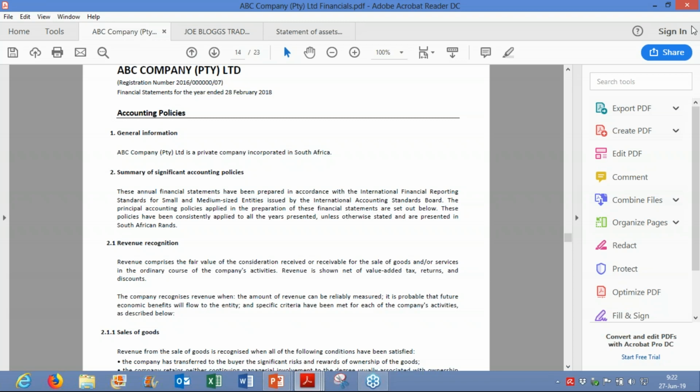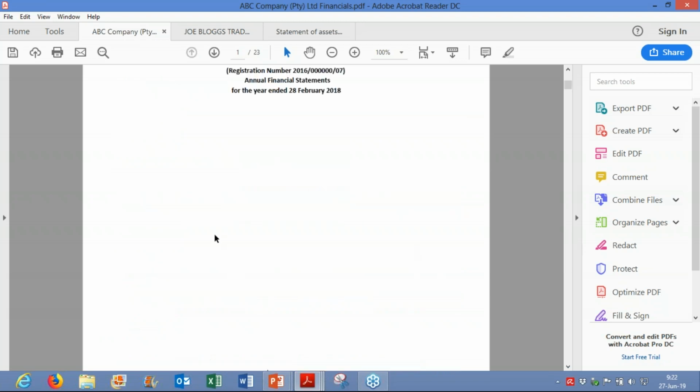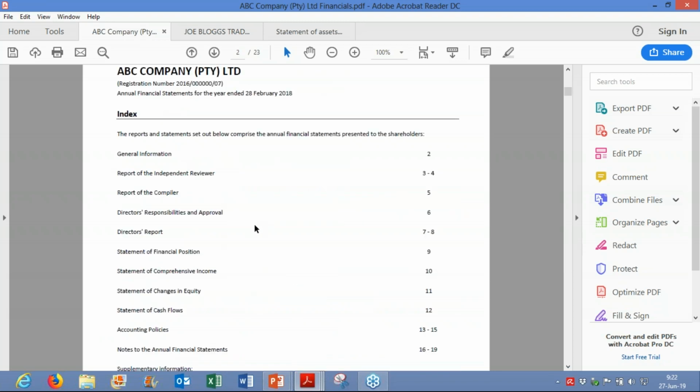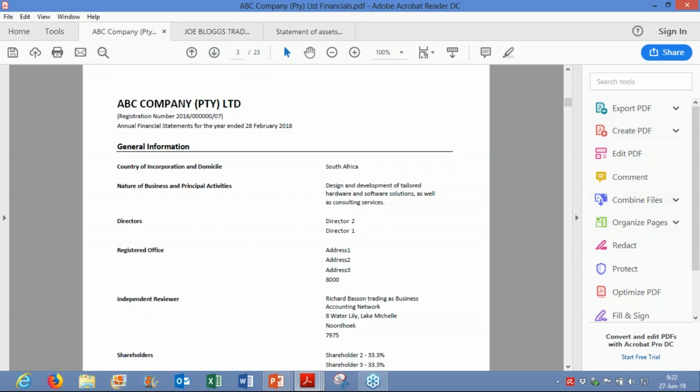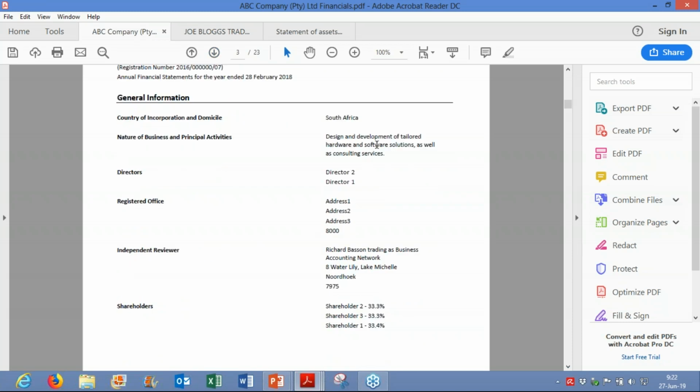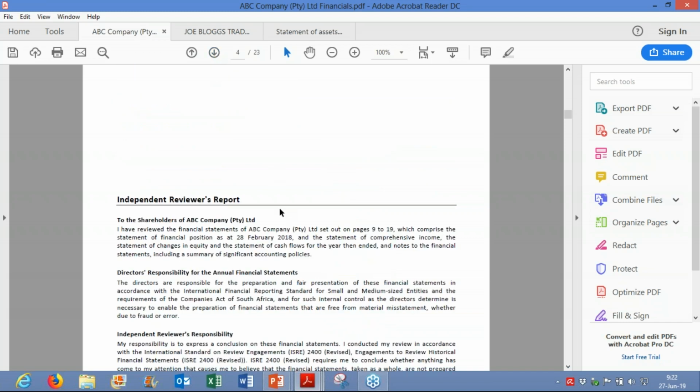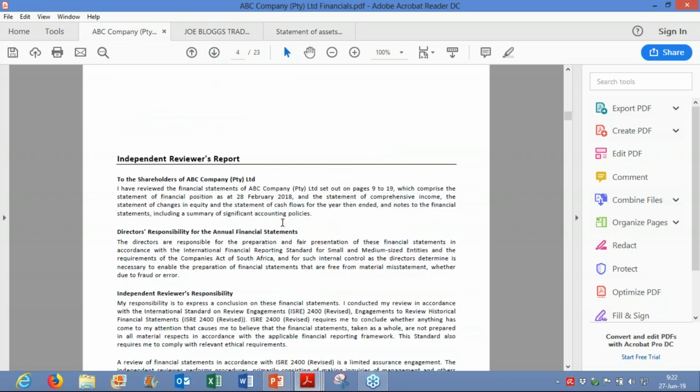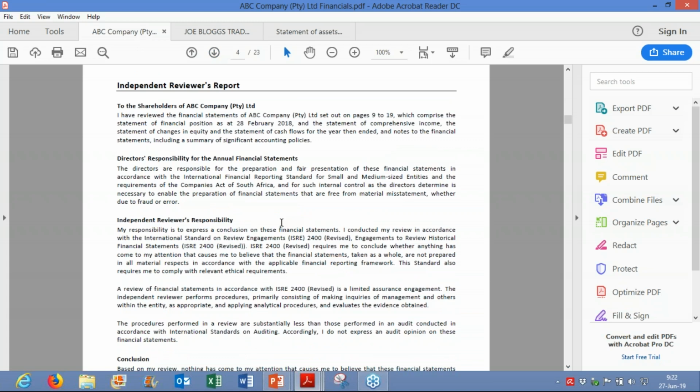From there on, going right to the beginning, there was your cover page and your index and some general information in terms of your nature of business, your directors, who the independent reviewer in this case was, your shareholders. We start and we look at the financial statement reports. Now, before I delve into this practical example, I just want to show you or explain to you the differences between the different reports that you can get.